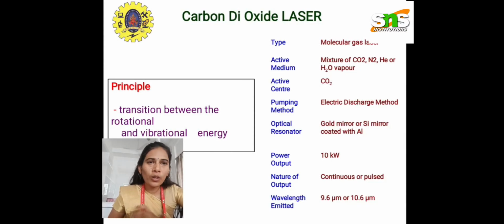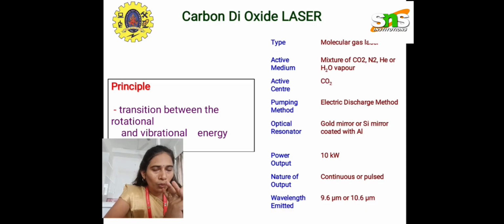Now we are going to discuss the topic carbon dioxide laser. In this case, the type of laser is a molecular gas laser, and the active medium is a mixture of CO2, N2, helium and H2O vapor. The active center is CO2, and the pumping method is the electric discharge method. The optical resonator is a gold mirror or silicon mirror coated with aluminum. The power output is 10 kilowatt, the nature of output is continuous or pulse, and the wavelength of emitted radiation is 9.6 micrometer or 10.6 micrometer.